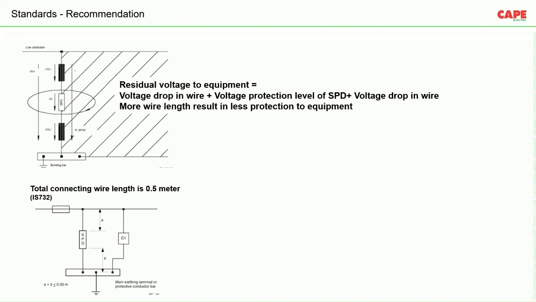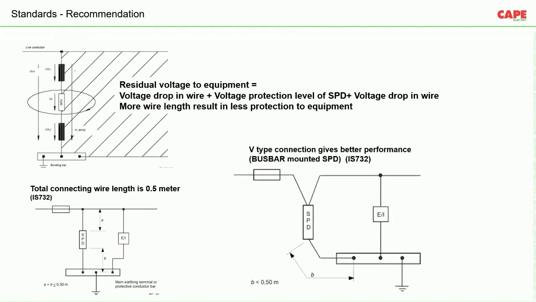Let's imagine the length of the first wire from main incomer to SPD is A meters. From SPD to earth bus bar is B meters. The standard says that A plus B shall not be more than half a meter. I am repeating again: A plus B shall not be more than half a meter. That means the total connecting wire of an SPD, including the connection between line and SPD and earth, should not be more than 0.5 meter.